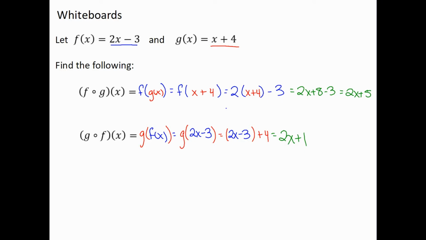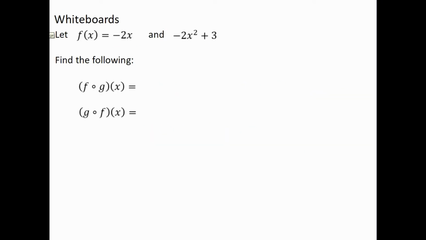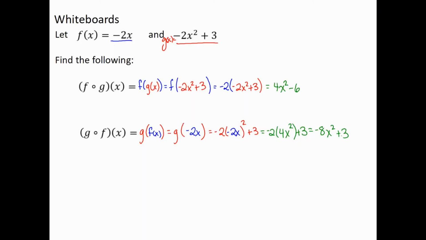On to our next one. Again, here's two more examples for you to take a look at. Go ahead and give these a try. All right. I hope you got these. Don't worry about the squares.